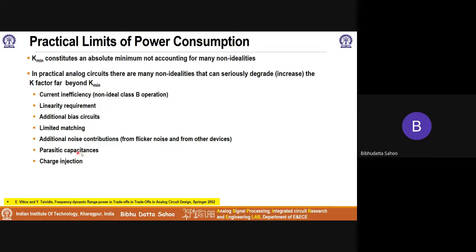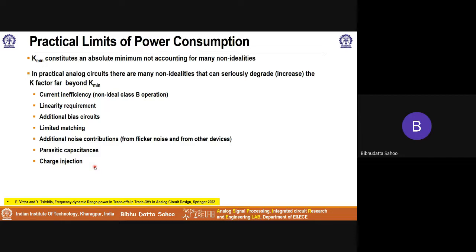There are parasitic capacitances. And of course, there is something called charge injection, which has a very detrimental effect on the overall linearity of the circuit. In order to mitigate charge injection, you have to do something called bottom plate sampling, or you have to do some kind of charge injection cancellation using some dummy circuits.